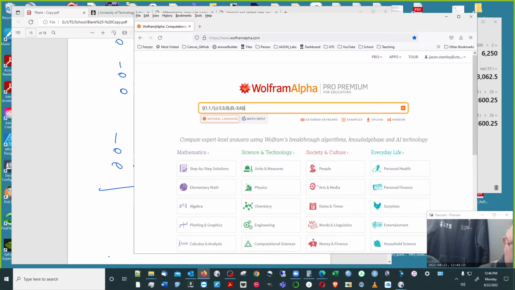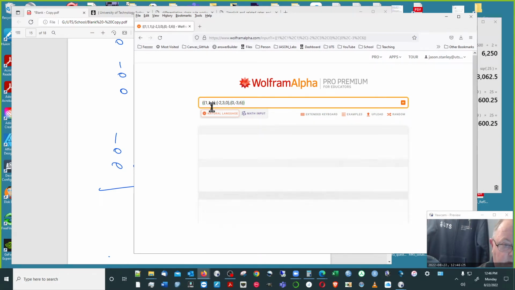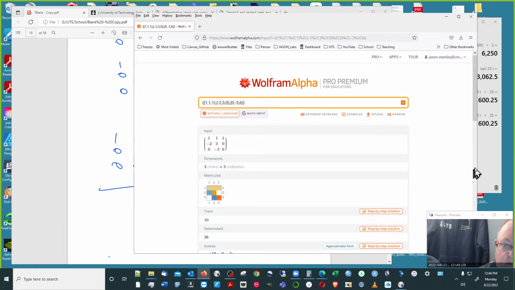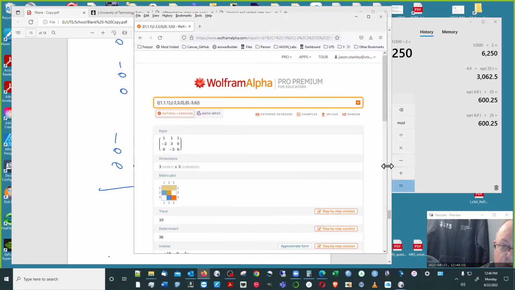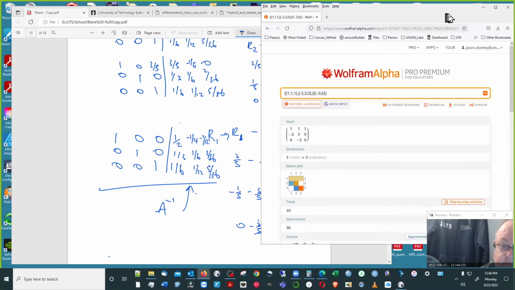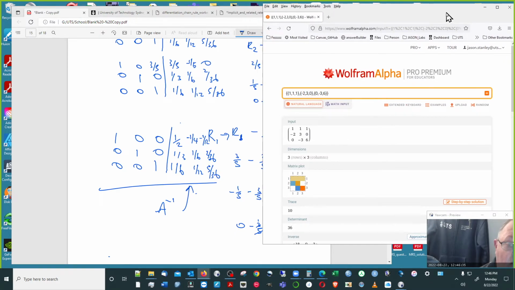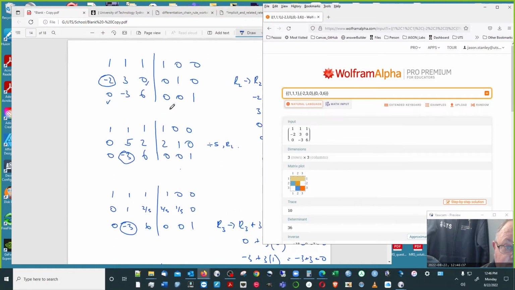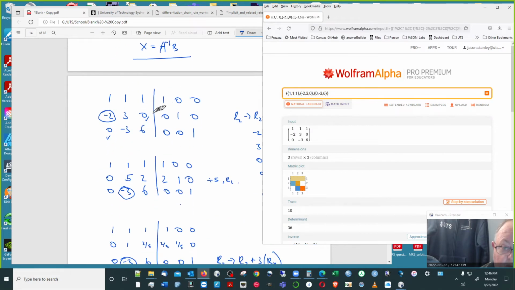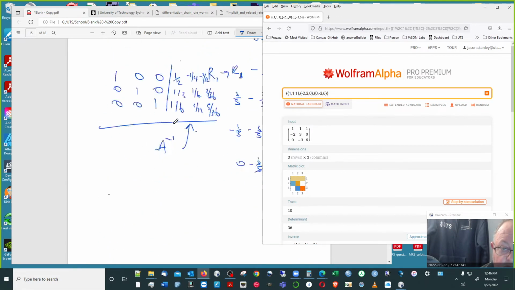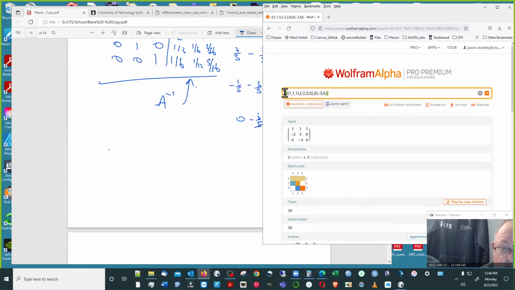Let's have a look at that. Does that look like our candidate? Is that the same matrix that we had at the beginning? 1 1 1 minus 2 3 0 0 minus 3 6. Awesome. Okay, now no good doing this in a test.